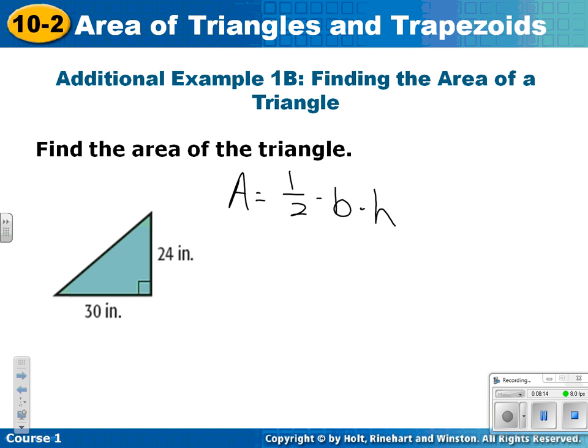Okay, good. A equals 1/2 times, what's my base? Cesar, 30. That's what it's all about. What is my height?